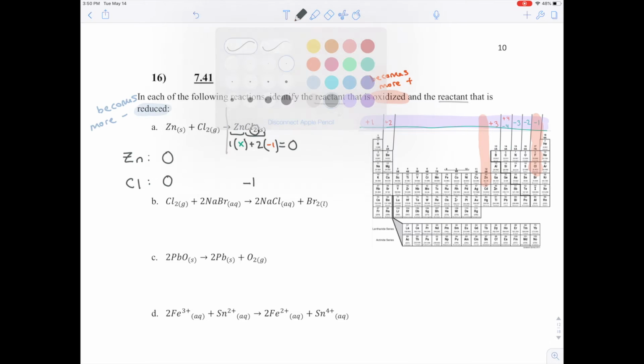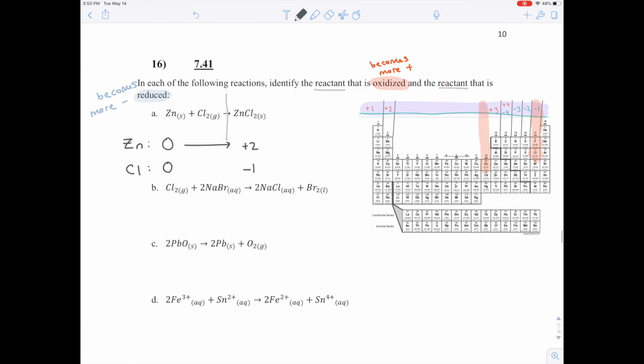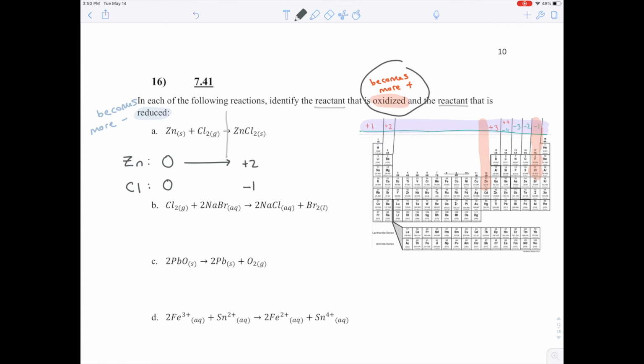So we can solve for this and say, okay, X minus 2 equals 0, add 2 to both sides, cancels on the left, and X equals positive 2. So the charge on zinc on the right side of this equation equals positive 2. So zinc went from being 0 to positive 2. It became more positive, and we saw that that is oxidation. So zinc is oxidized.